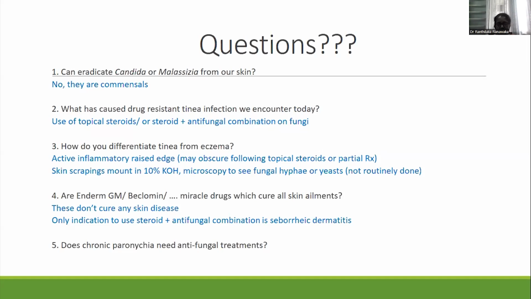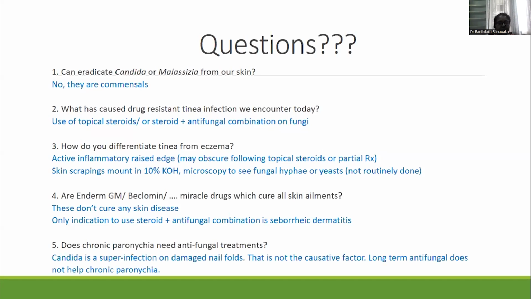What is the answer? Chronic paronychia is due to only candida superinfection on damaged nail folds.